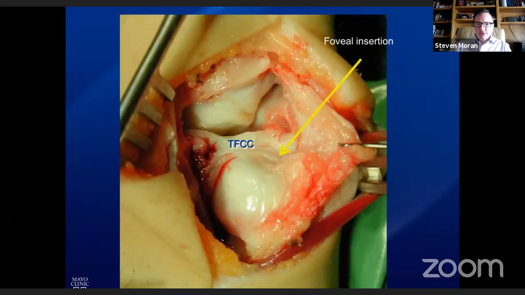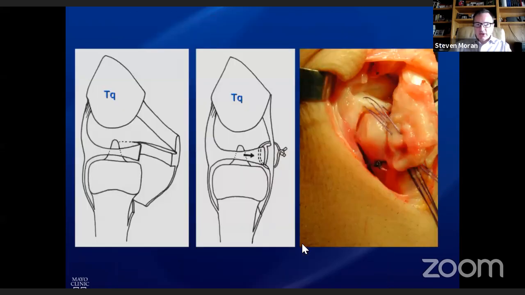So there's the fovea, and that's where we're going to be drilling our oblique angled channel for our tendon graft. And then during the repair, this gives you stout fibers of the periphery of the TFCC, the fovea, and you can anchor that capsular flap back down to the TFCC. And I put sutures, as I stated, in the subsheath of the ECU tendon.